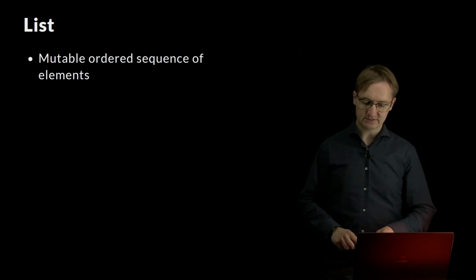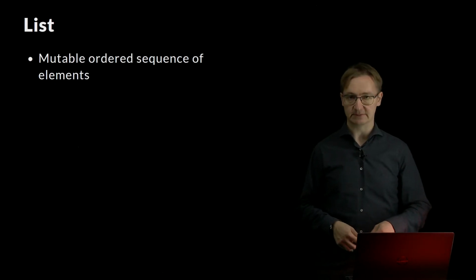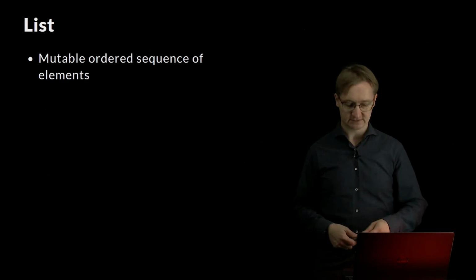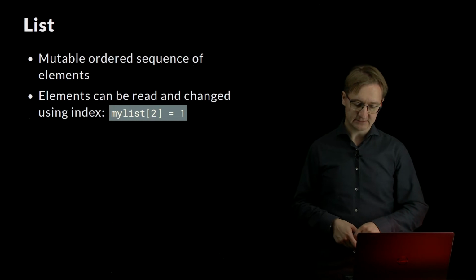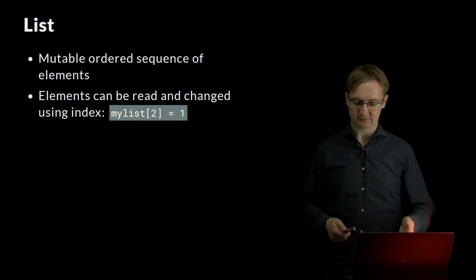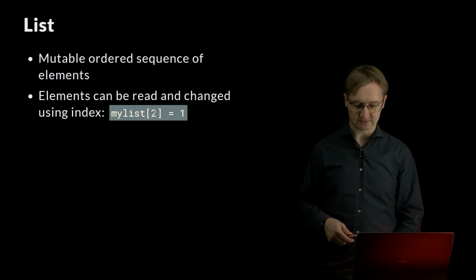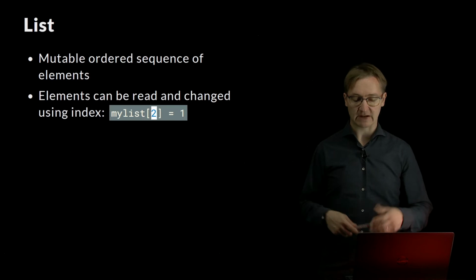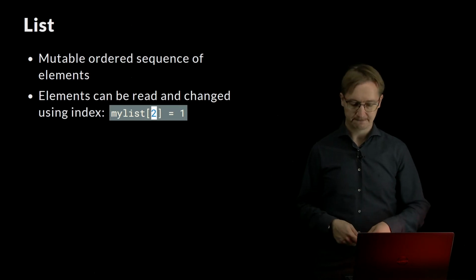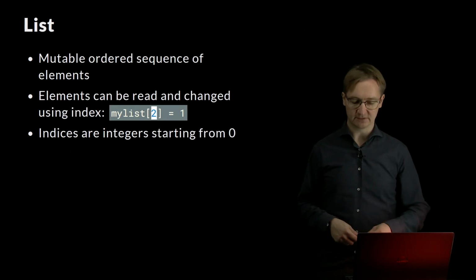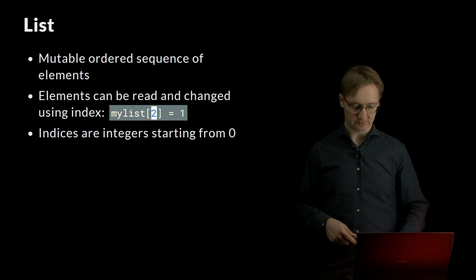List. So list is a mutable ordered sequence of elements. So if we want to have more than one value, then we can use a list. And list elements can be read and can be changed using index. So for example, my list, and I use index 2 here. So basically it's the third element because the first one is 0. The value of this is changed into 1. And indices start from 0. They are integers, so 0, 1, 2, and so on.